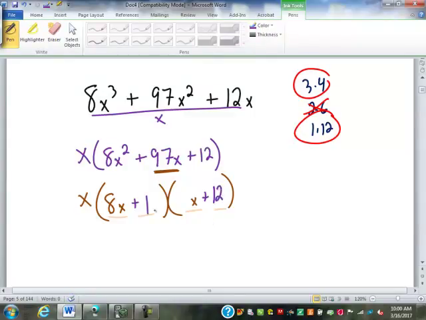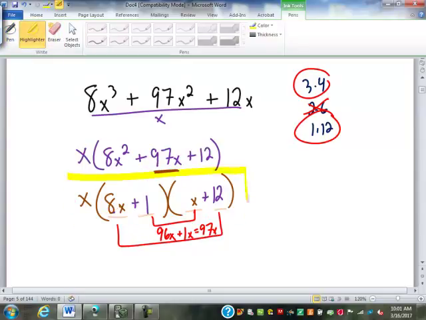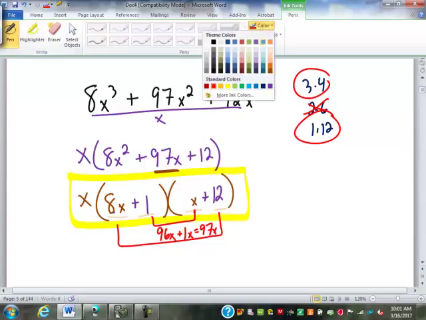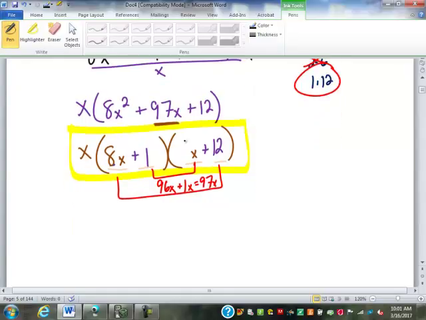Switch them. Since this is an 8x and an x, since they're not the same, switching them will make a difference. 8x times 12 is 96x. 1 times x is 1x. 96x plus 1x is 97x. That is what we wanted. Not so bad? Okay.